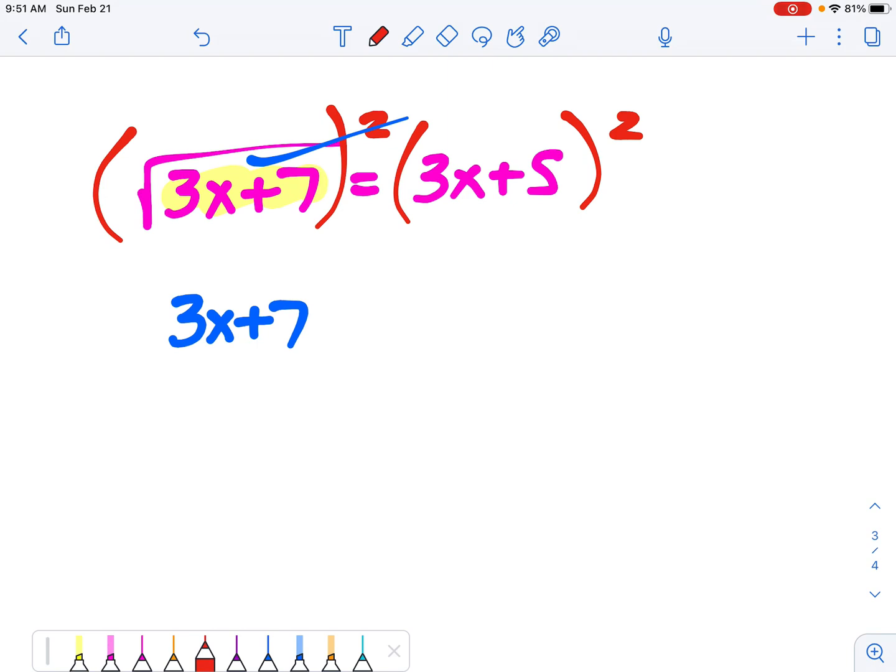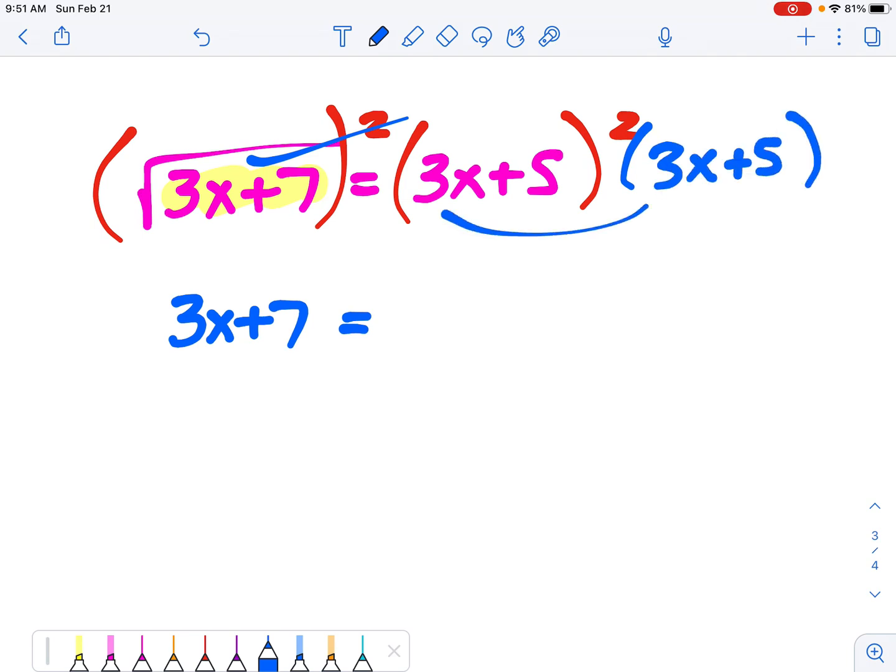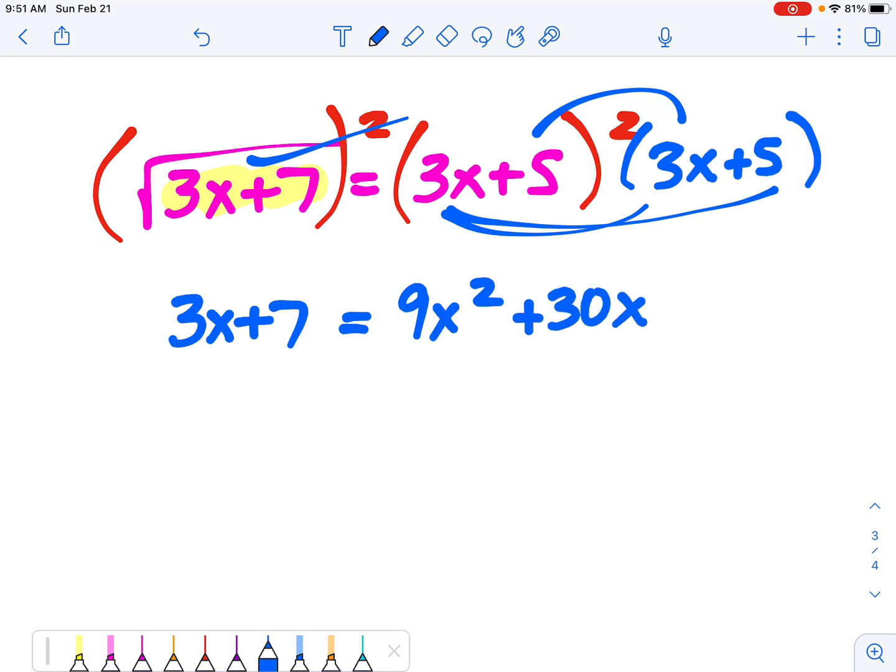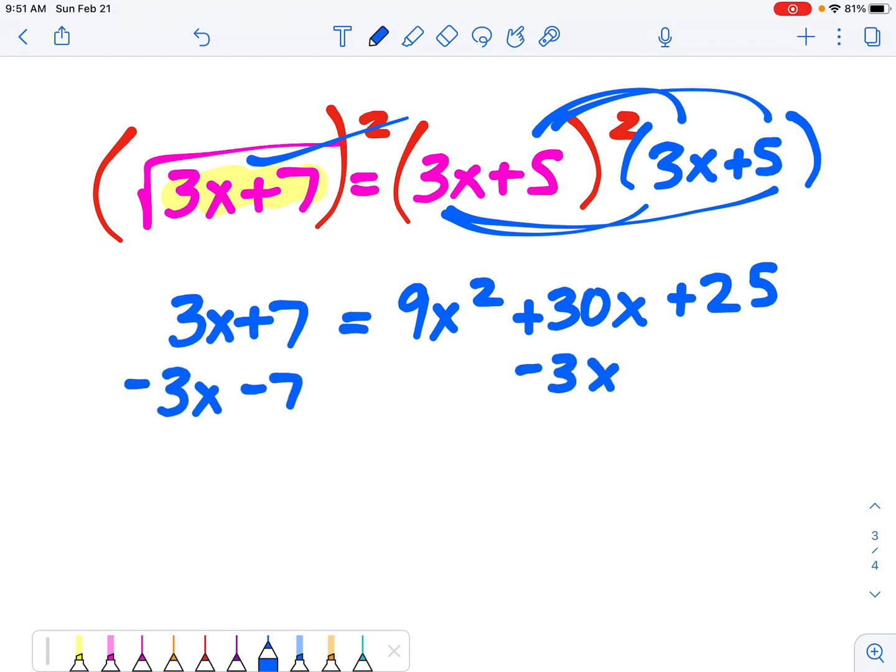On the right side, make sure that you FOIL it out. What do we get when we FOIL that out? Sorry, you're thinking, write it twice and multiply. So 3x times 3x is 9x squared. 3x times 5 is 15x. Another 15x is 30x. And then 5 times 5 is 25. Now from here, we're going to subtract our 3x and our 7.